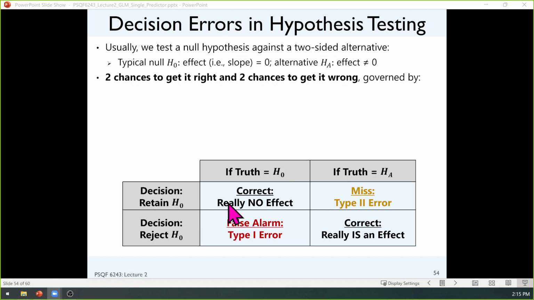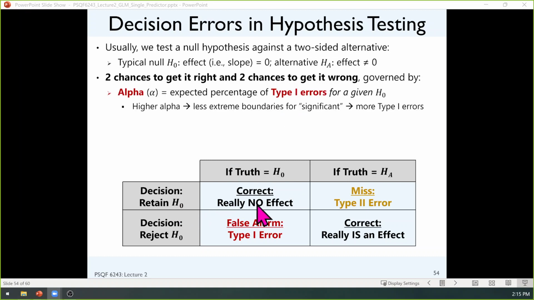So then if in reality the null hypothesis is correct, and I make the decision to retain it, meaning I say something is not significant, then I can get that correct in this cell. If in reality the null hypothesis is wrong, and I say that I'm rejecting it, I can get it correct down here. But we're focusing on the 2 ways to get it wrong that are in these off cells here in the red and the yellow.